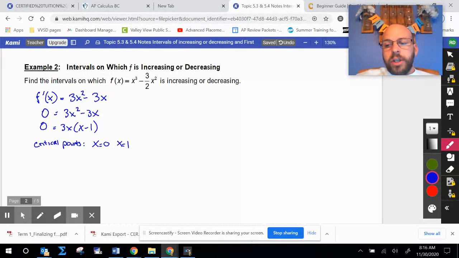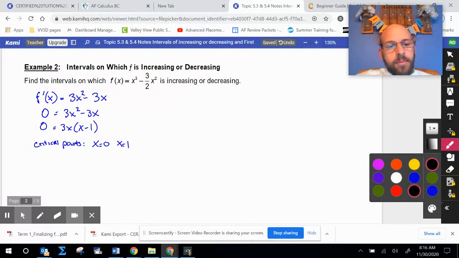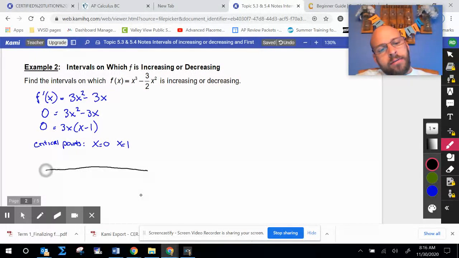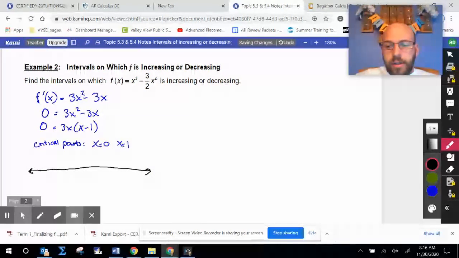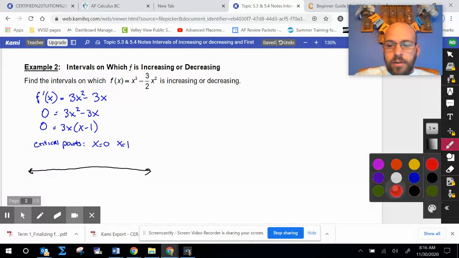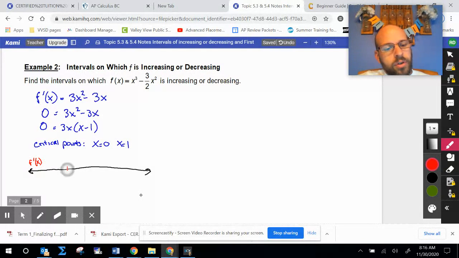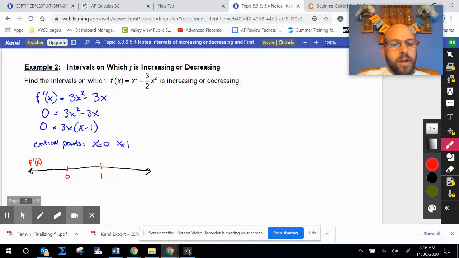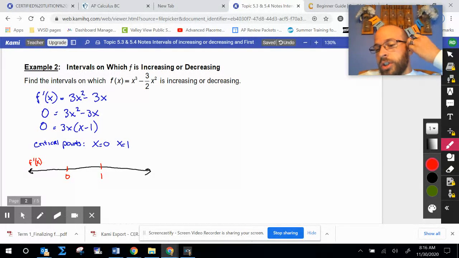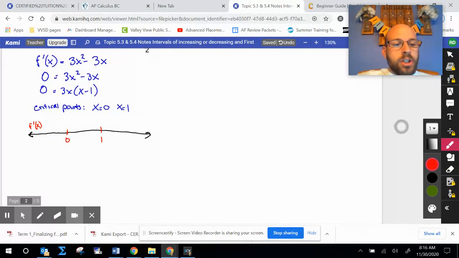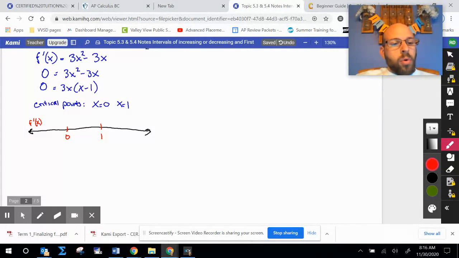So here's what I do next. I am going to make a number line. I'm going to label this number line f prime. And I'm going to put those critical points on my number line. Now what I want to do is I want to substitute test points into my derivative.